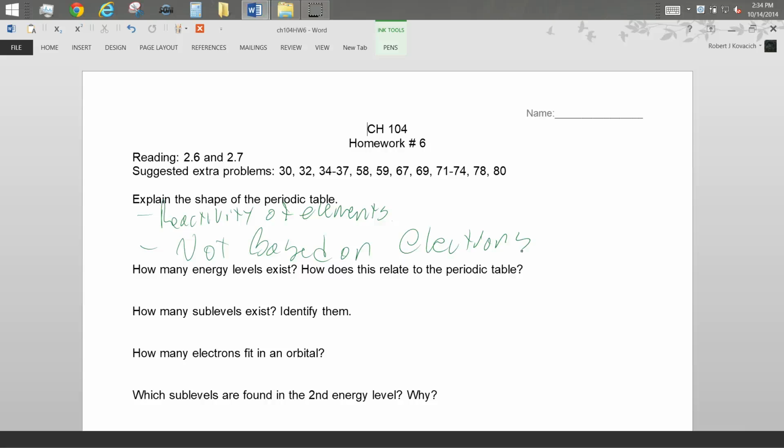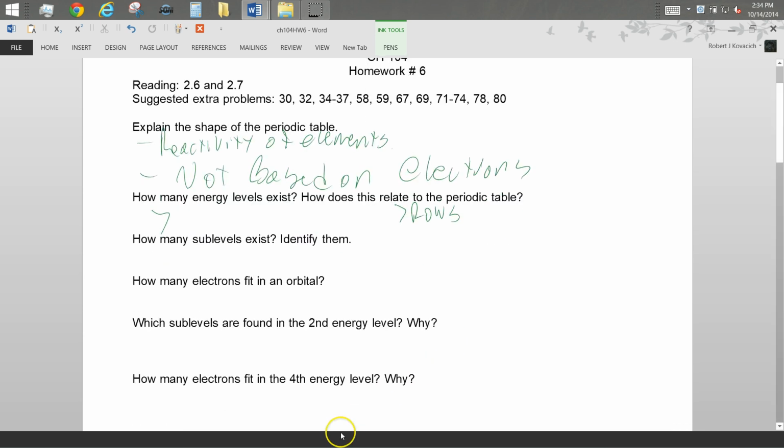How many energy levels? 7. How does this relate to the table? 7 what? Rows. 7 rows. Did you say rows first? I said groups. What's a group? The A or the P? No. Anybody know what a group is? Columns. The columns are groups or families, so just make sure you don't make that mistake. Don't make that mistake on Thursday. Especially now.